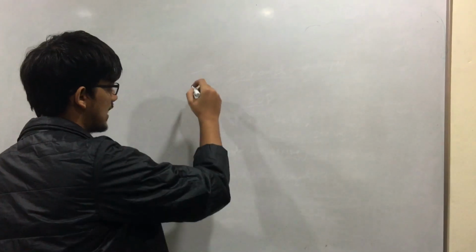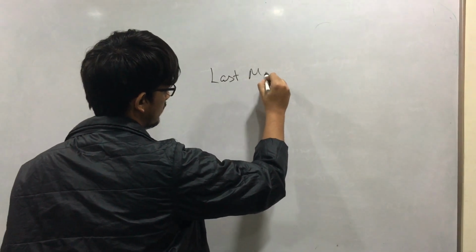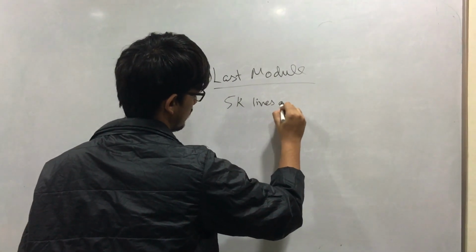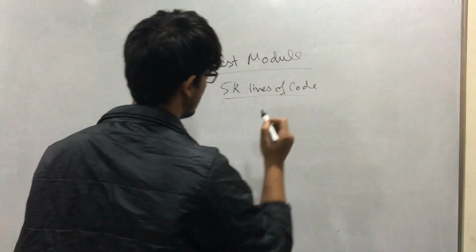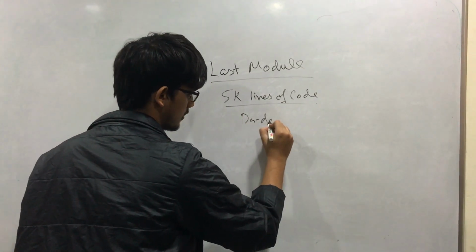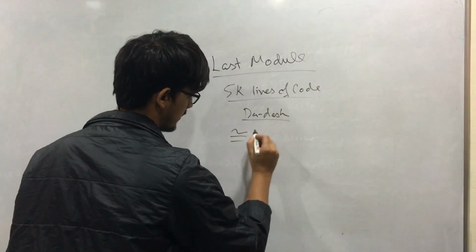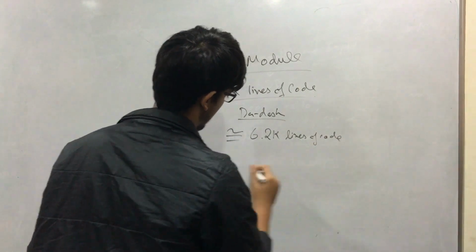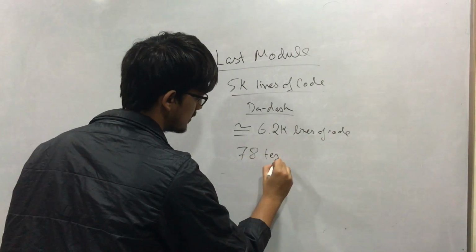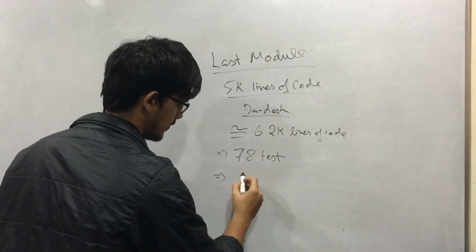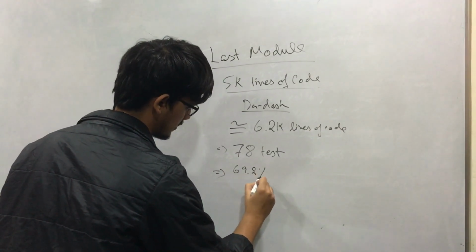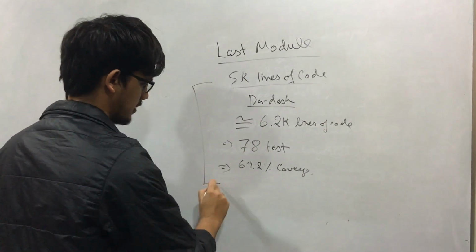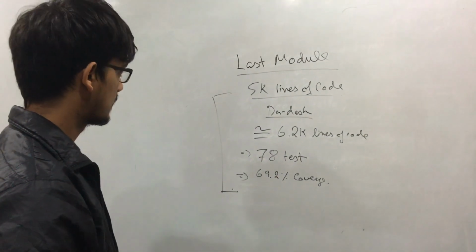So now we are at the last module of our presentation, which is testing a 5,000 lines of code. As you know, we have decided to test DA dash, which is approximately 6.2k lines of code and has 78 test cases, and it has a coverage of 69.2%. This is what we'll be testing in the subsequent videos.